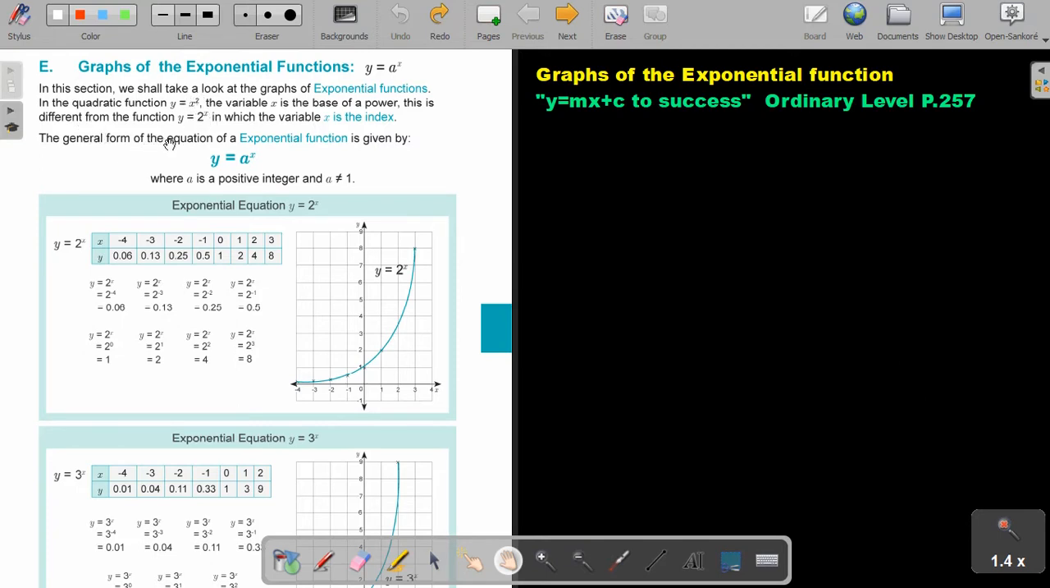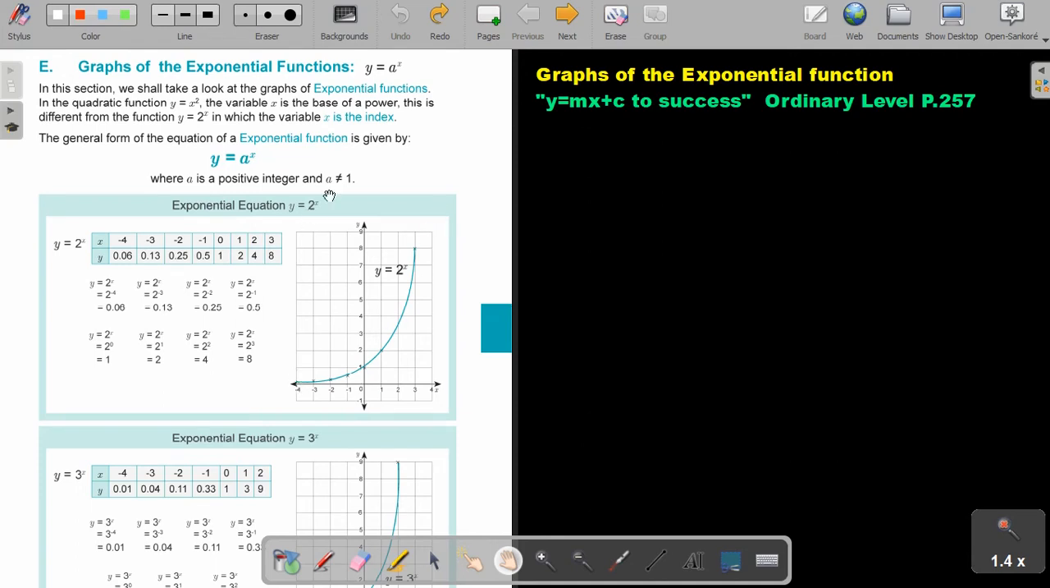The general form of the equation of an exponential function is given by y equals a to the power of x, where a is a positive integer and a cannot be equal to 1. Because then it's not going to give you a curved graph, just a straight line. So for exponential equations, you just do substitution, plot your points and draw your curve.